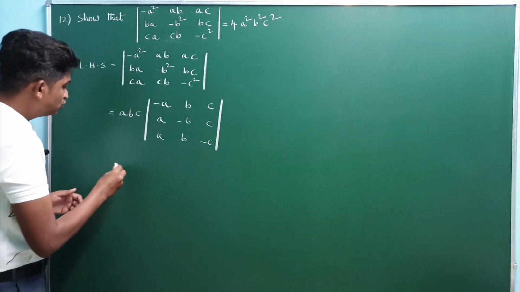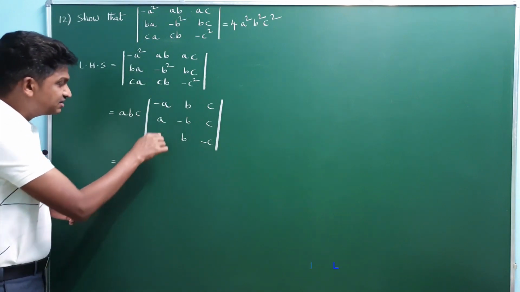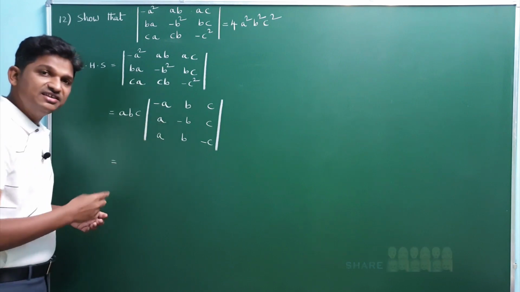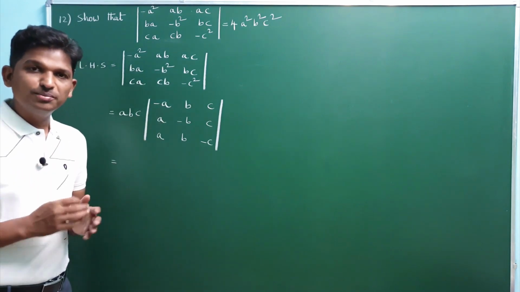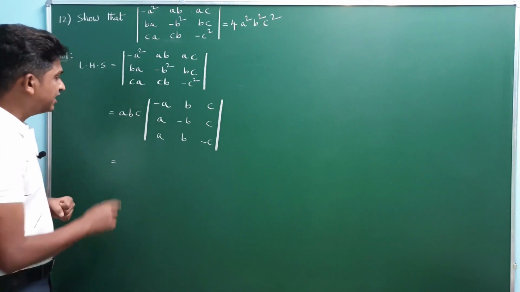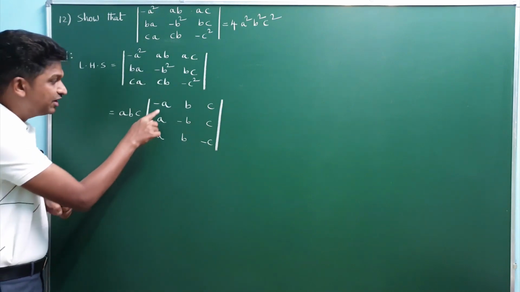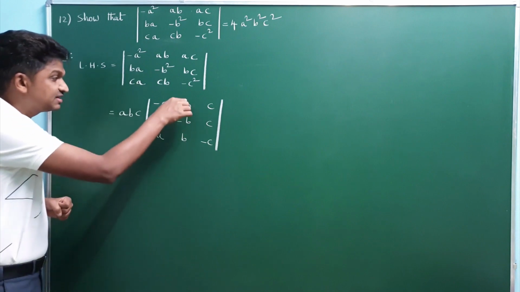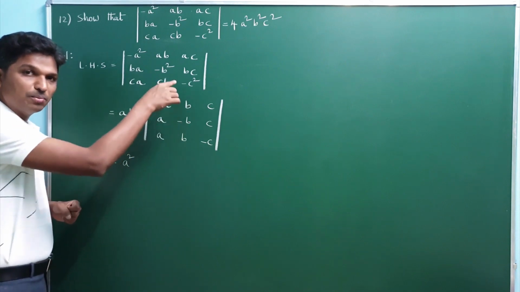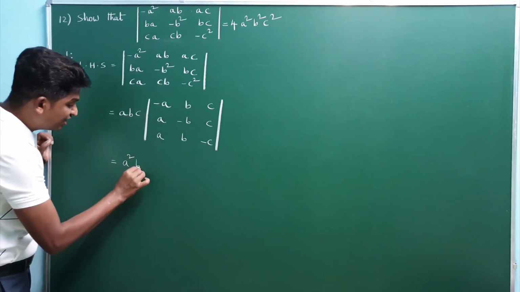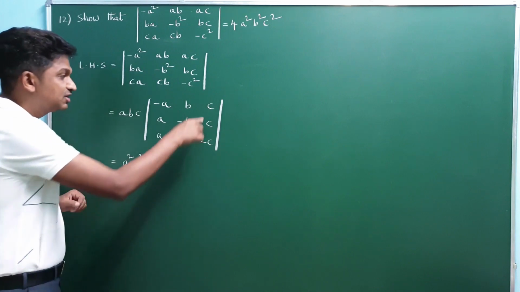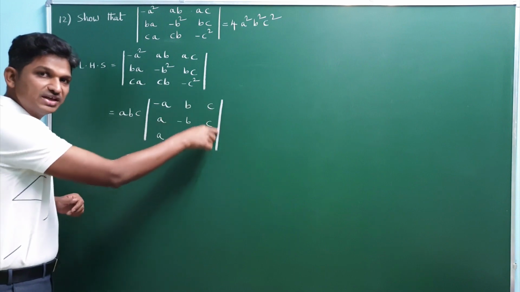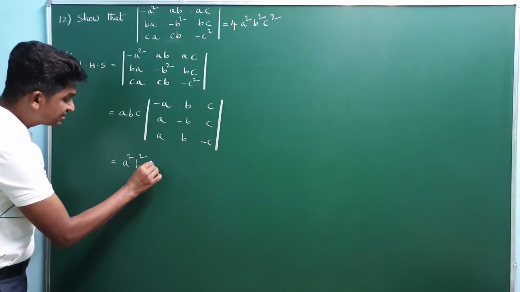Okay. Now, you observe here. From the first column, can I take A common? Here A is there, here A is there, here A is there. So, from the first column, I can take A common. Already A is there, na? When you take A common, it will become A square. From the second column, I'll take B common. Already B is there, na? It will become B square. From the third column, I'll take C common. Already C is there, so it will become C square.